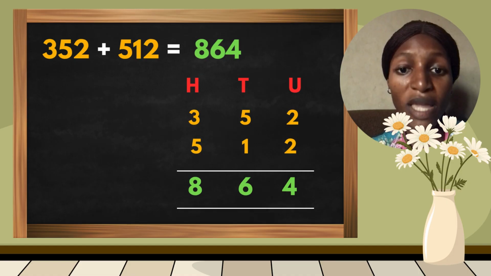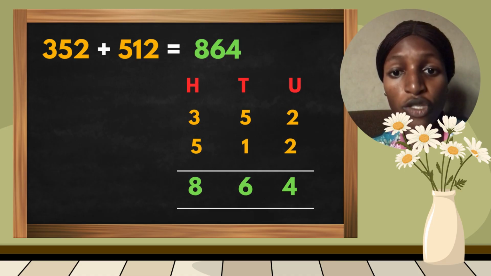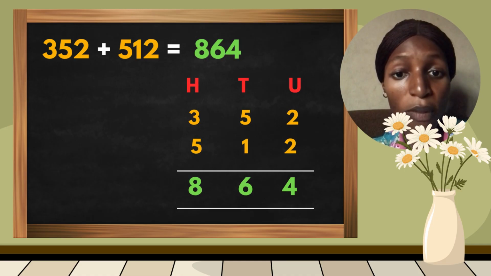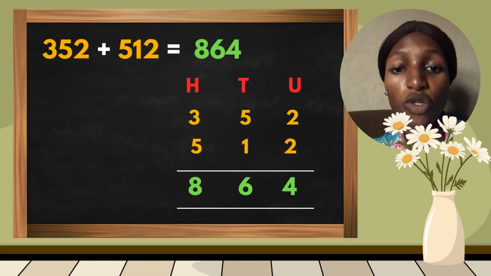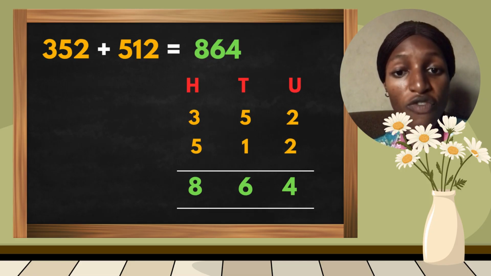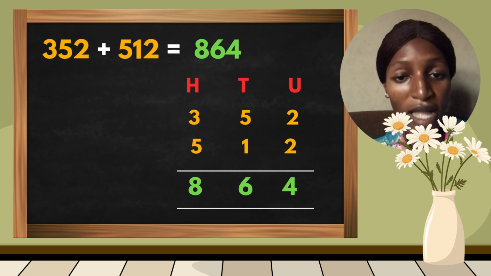The arrangement matters for you to get the accurate calculation. Whenever you start your calculation, you start from the units, followed by the tens, and then the hundreds. Whenever you want to do any calculation, you start from the back, which is the unit. Every figure is arranged from the back, which is the unit, then the tens, then the hundreds.